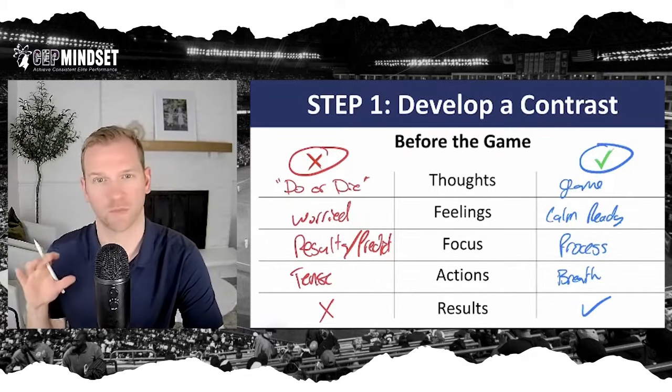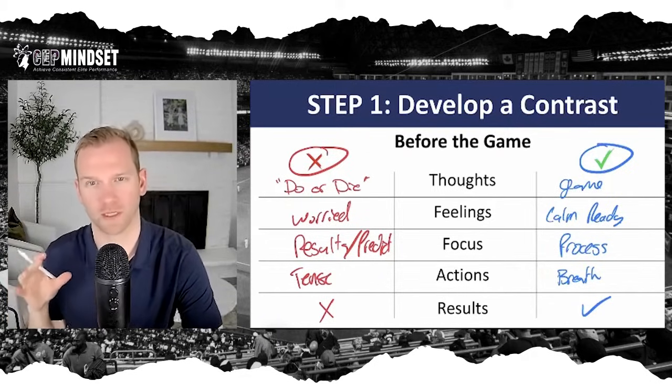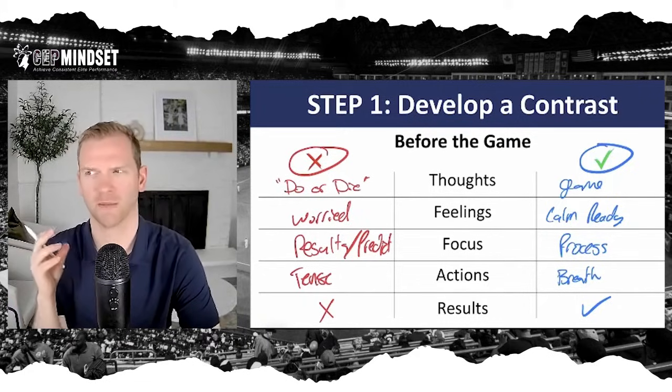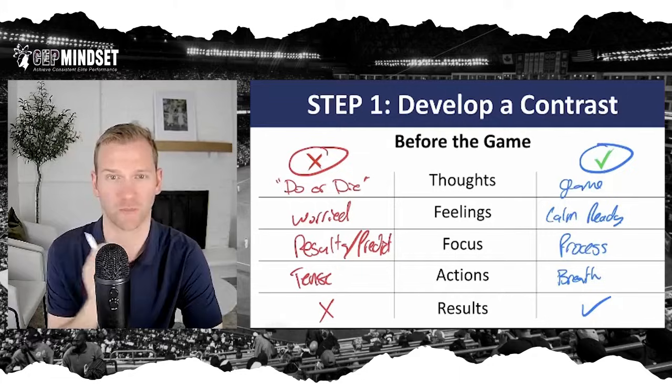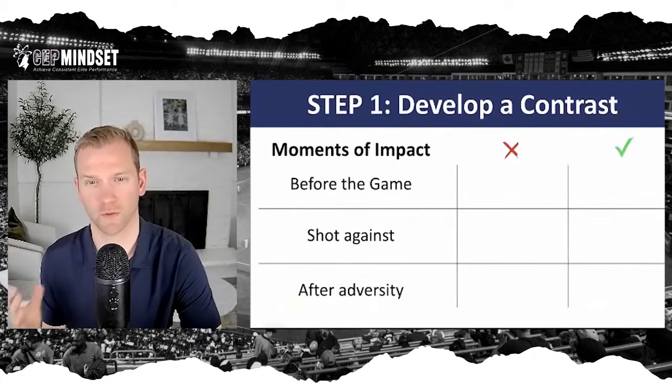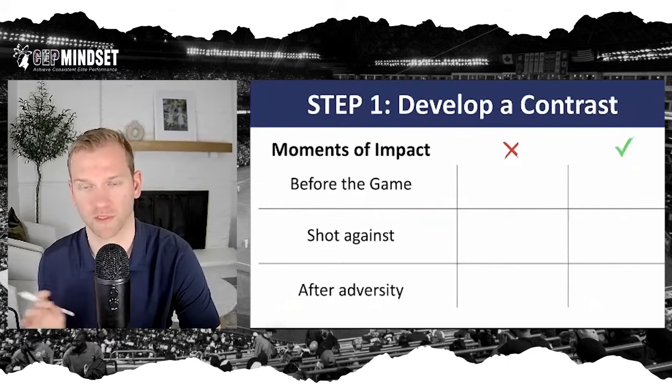So again, this is just a pretty quick general example, but it's a thorough way to kind of start identifying and creating a contrasting narrative and identifying, hey, how do I not want to show up and how do I want to show up in those key moments of impact? So, and just to give you a full example, you would then go through all those moments of impact. And it would look like this.